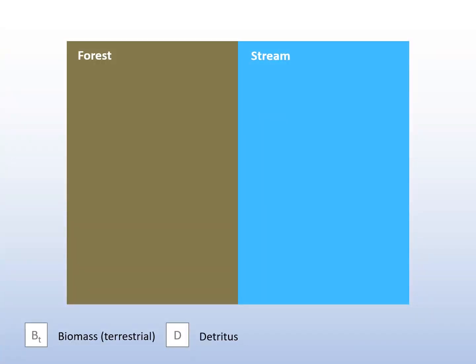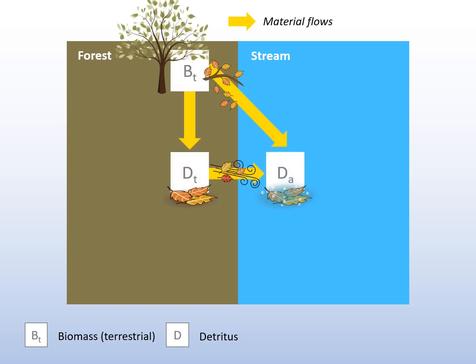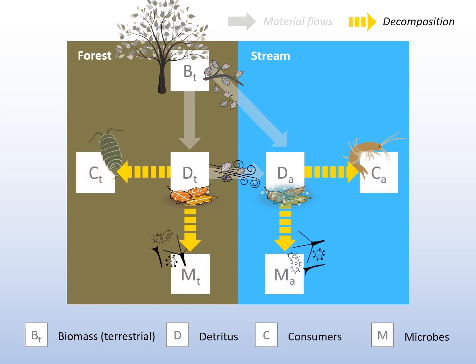We can visualize how fluxes of leaf litter connect terrestrial and aquatic ecosystems as follows. Leaf litter can enter the terrestrial and aquatic detritus pool by direct fall from the trees, but it can also move from the forest floor to the stream via lateral transport. The leaf detritus can then be decomposed by either microbes like fungi and bacteria, or by higher consumers, here represented by invertebrate organisms.